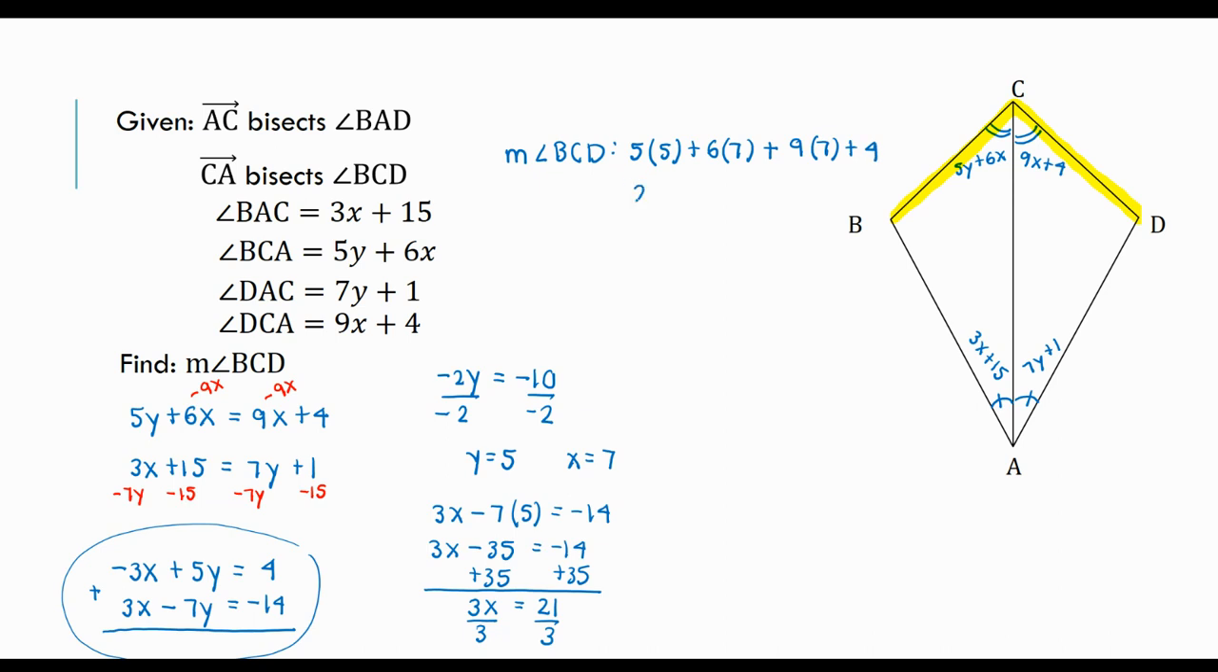Well, 5 times 5 is 25. 6 times 7 is 42. 9 times 7 is 63. So now I just want to add up all of those numbers. So we got 25 plus 42 plus 63 plus 4. So that tells us that this angle is 134 degrees. Okay, so the idea of bisecting creates two congruent pieces, and so then congruent means equals.